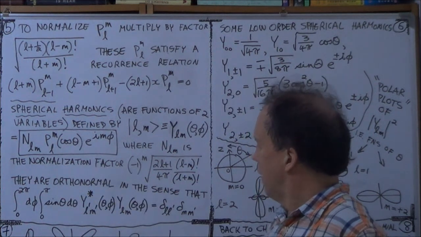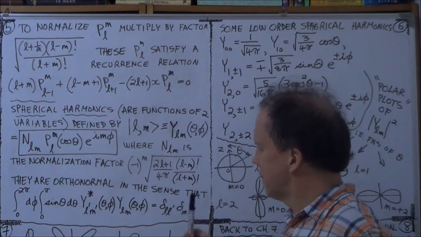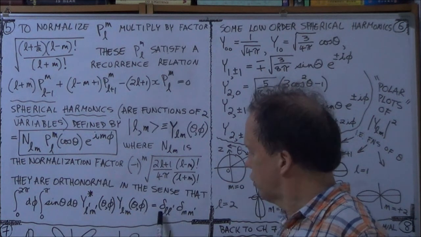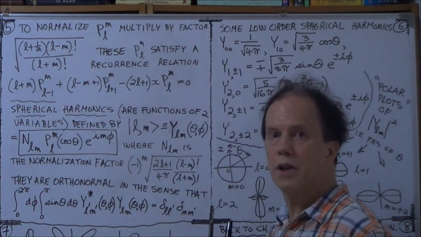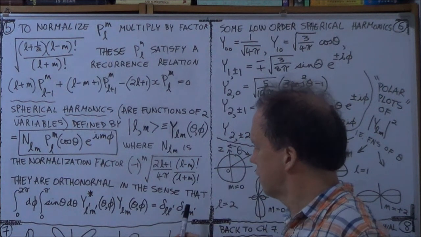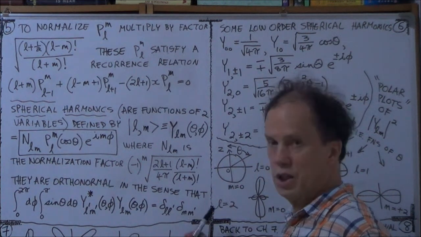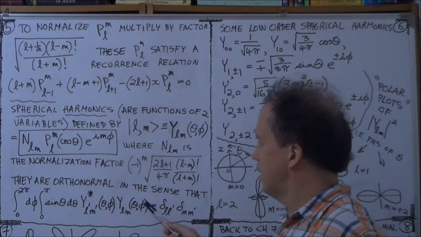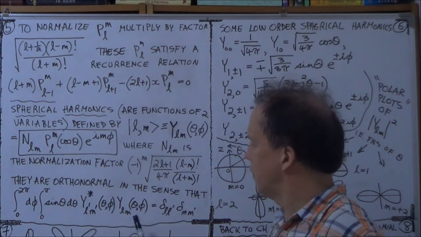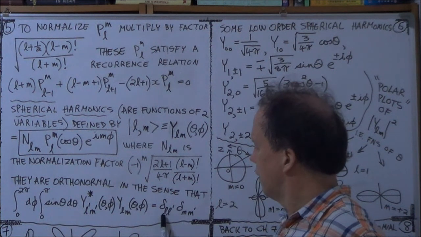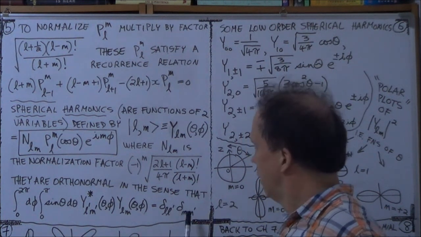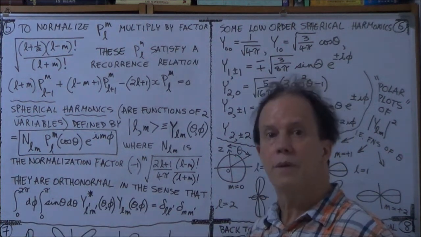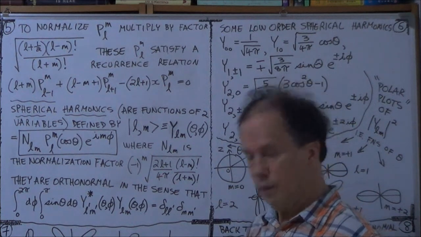They're orthonormal in the sense that the result of this is a product of two Kronecker deltas: delta L L dashed times delta M M dashed. So these two M's and these two L's have to be the same for this to equal 1. And if L is different from L dash, or M is different from M dash, or both, this double integral will be 0. So in that sense, orthonormal.